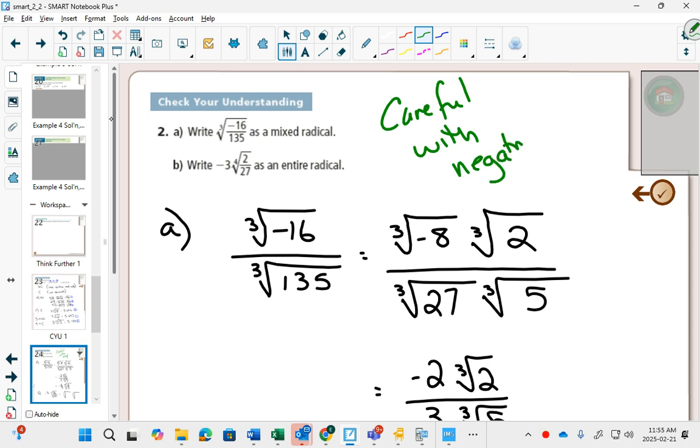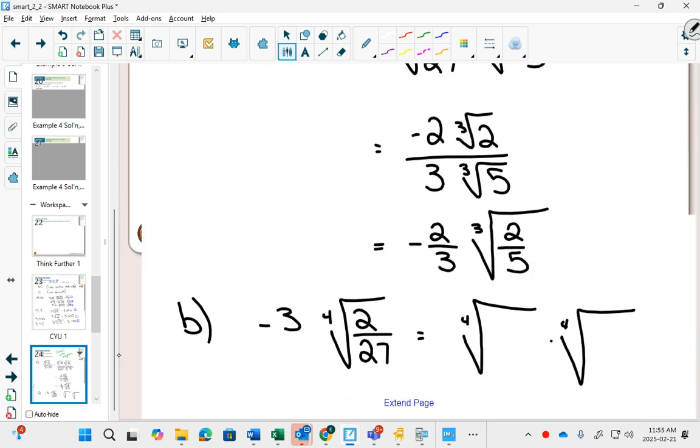Negatives. Tell yourself to be careful with negatives. Here, they ask us to put it as an entire radical. We have a negative, and because it is an even radical index, you can never put a negative inside of an even radical index. So the negative will have to stay out in front. If it was an odd number, you could put the negative inside and truly have an entire radical. Feels like we don't truly have an entire radical here because we have a negative one in front, but it is accepted. So now we go to our powers chart, and powers of 4, because we're doing a fourth root.